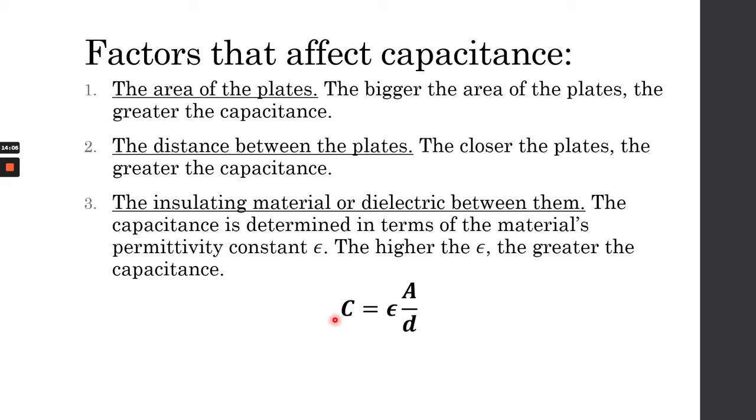So earlier we only have C is equal to Q divided by V. So we have the capacitance is equal to the charge divided by the difference in electric potential of the two plates. But this time, when we are dealing with the area of the plate and the distance and the permittivity of the dielectric, we use this equation.